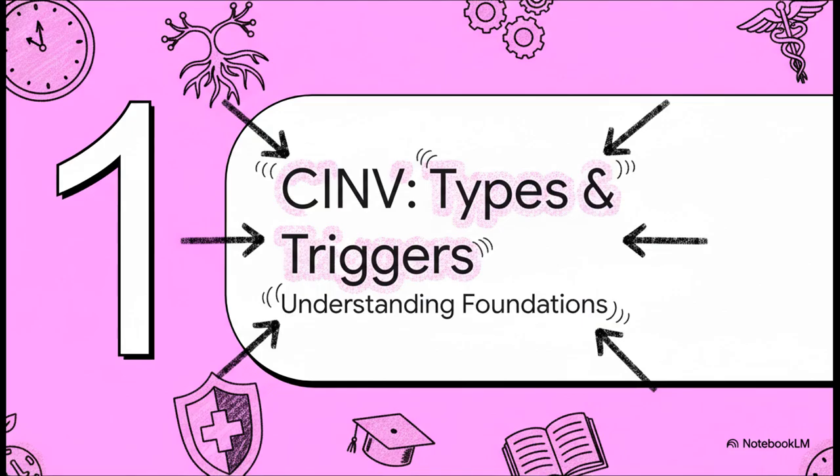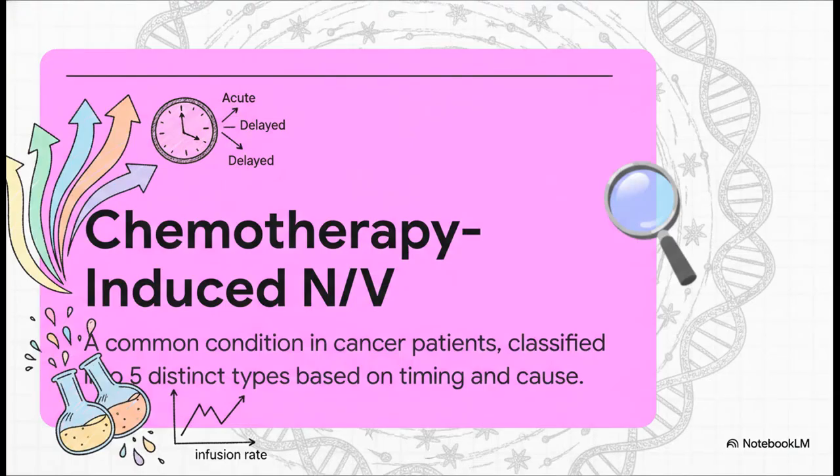All right, first things first, let's get down to the fundamentals. You really have to understand the different types of CINV and their triggers, because honestly, this foundation dictates every single treatment decision we make down the line. So, CINV isn't this one single, simple thing. It's actually a spectrum of 5 very distinct conditions. And whether a patient gets, say, acute symptoms versus delayed ones, well, that depends almost entirely on the specific chemo drugs being used, the dose, and even how fast it's infused. So let's break down those 5 types.